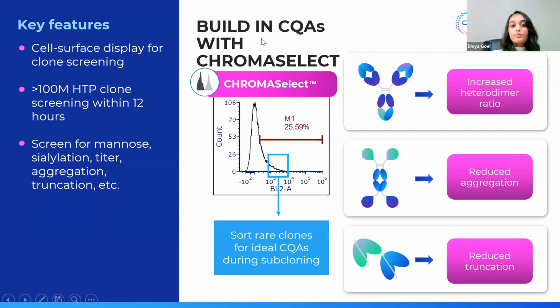And this is representative of what it would look like with the ChromaSelect platform. So here's a FACS plot. And what we would essentially do is take the more rare population here at the end tail and sort for these ideal CQAs before subcloning our stable pool. So for example, with the bispecific, we can screen for increased heterodimer formation. With the fusion protein, we can screen for reduced aggregation. And for things like probodies, we can screen for reduced truncation.